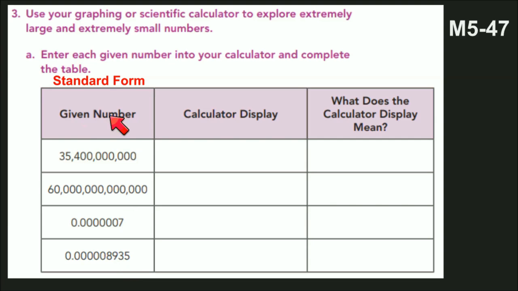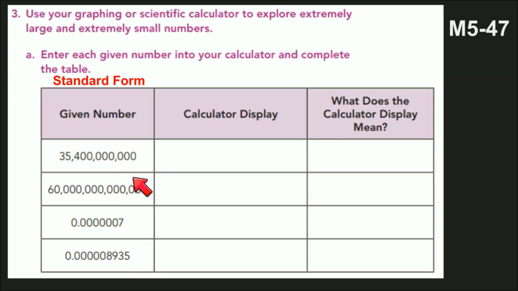So you have these four numbers in the left column, and a calculator display column, and what does this mean? I went ahead and I wrote something up above where it says given numbers. I wrote standard form. Remember, that was one of our words we talked about earlier. I want you to write this. So go ahead and write standard form where it says given number. So these numbers are all written in standard form like we normally would write numbers.